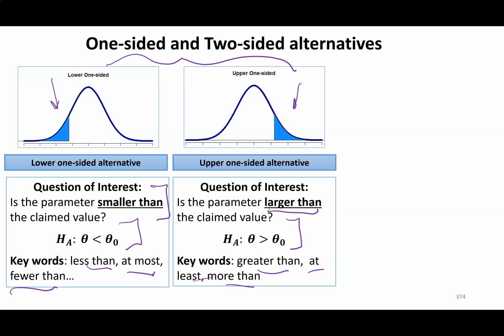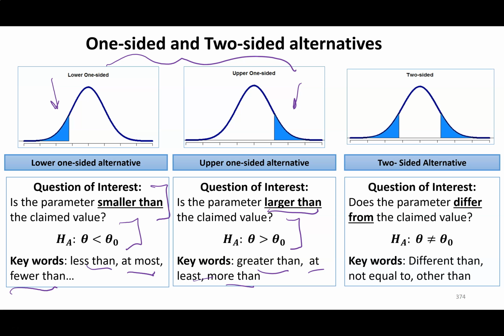However, if you just want to see if it's different, this one is your two-sided alternative. So you have to make sure it's not higher, and you have to make sure it's not lower. So does the mean differ from some claimed value? The big difference here is you have a not equals sign here. Here you have a less than sign. Here you have greater than. If it's a not equal sign, it's a two-sided. So look for language like different than, other than, not equal to. Like, is the mean not equal to 94 minutes? That would be two-sided if we did something like that.